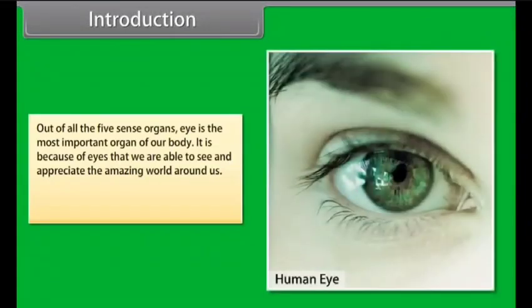Out of all the five sense organs, the eye is the most important organ of our body. It is because of eyes that we are able to see and appreciate the amazing world around us. Our eyes make us see the colors of the world.